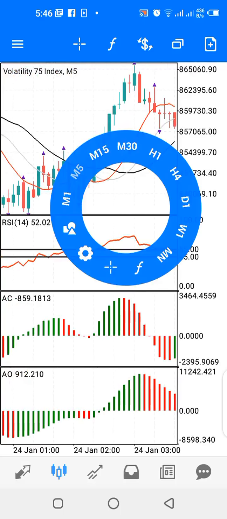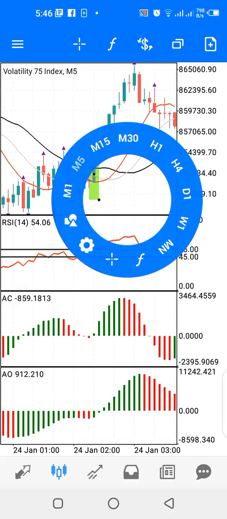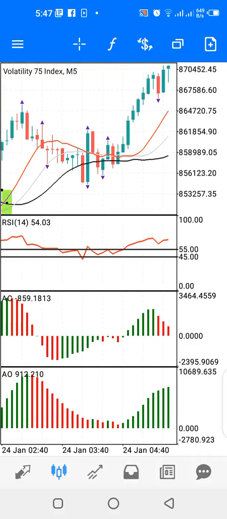Now a cross up occurred here for you to have a buy alert. There is no close above the alligator indicator here, but there is a confirmed close, price close above here. And also the red line crosses above, telling you have confirmation to buy. And you can see what happened.